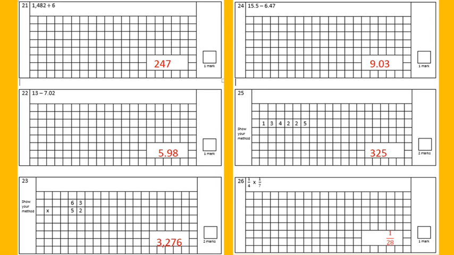Number 24 is another decimal subtraction. So remember, everything will be fine as long as your decimal points are in line with each other, one on top of the other. So the answer to that one is 9.03.